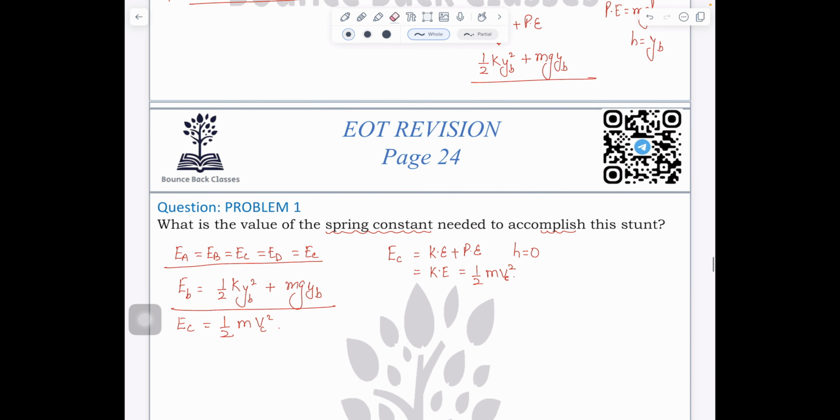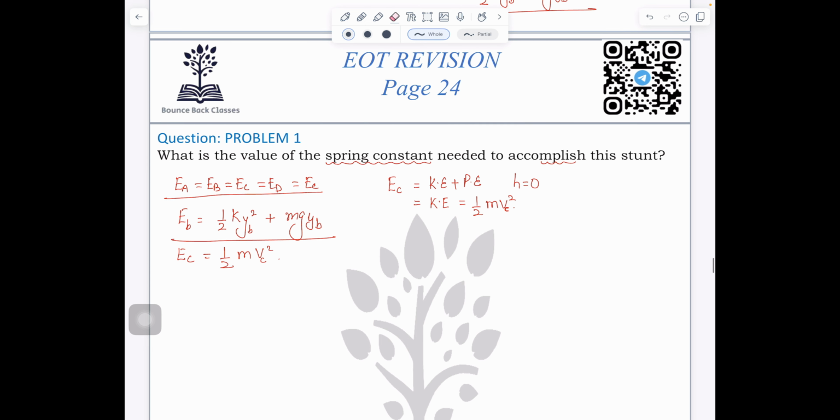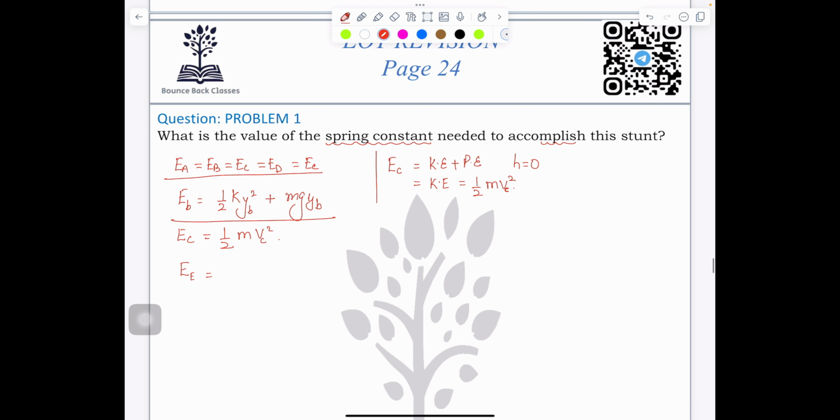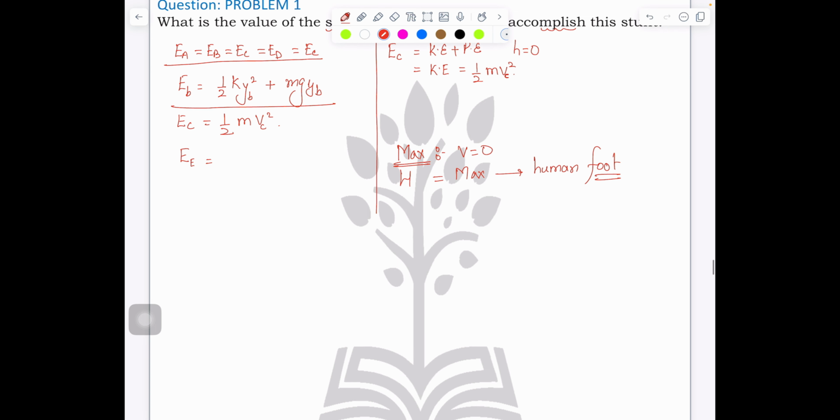Okay, E point. If you solve energy at E point, what will you observe? This is the maximum height. Yes or no? So at the maximum position, velocity should be equal to 0, and height should be maximum. And we need to use the human foot. Yes or no?